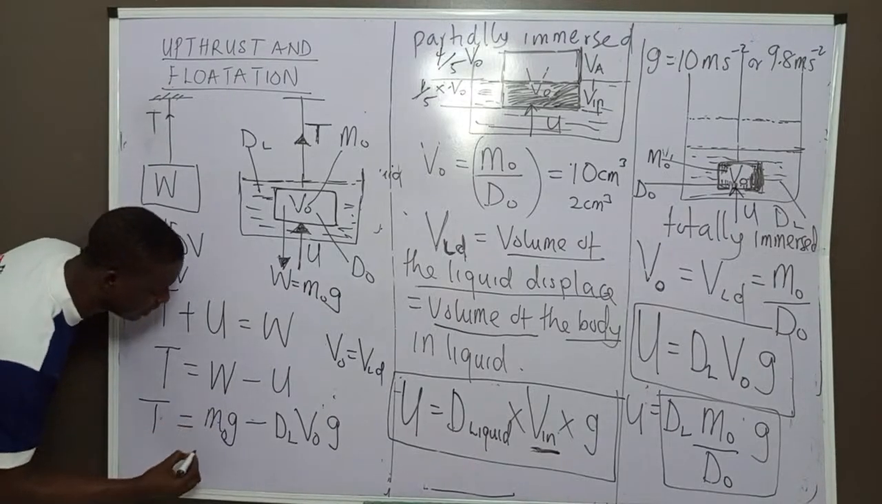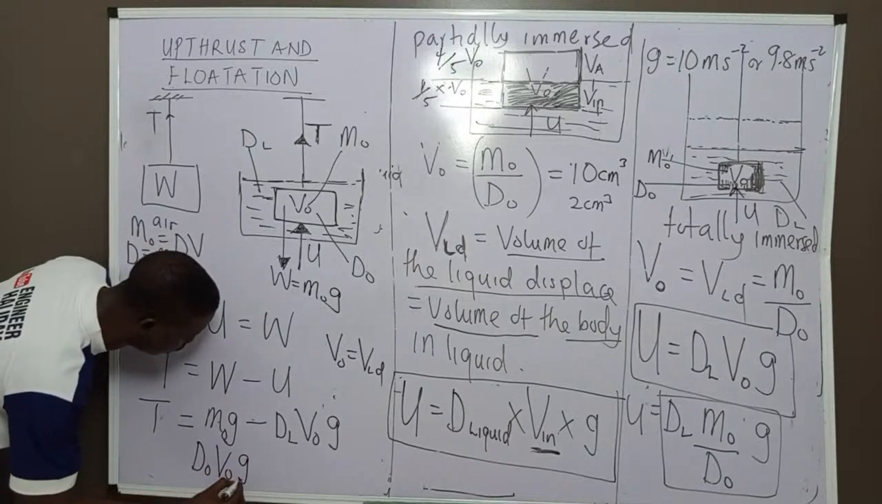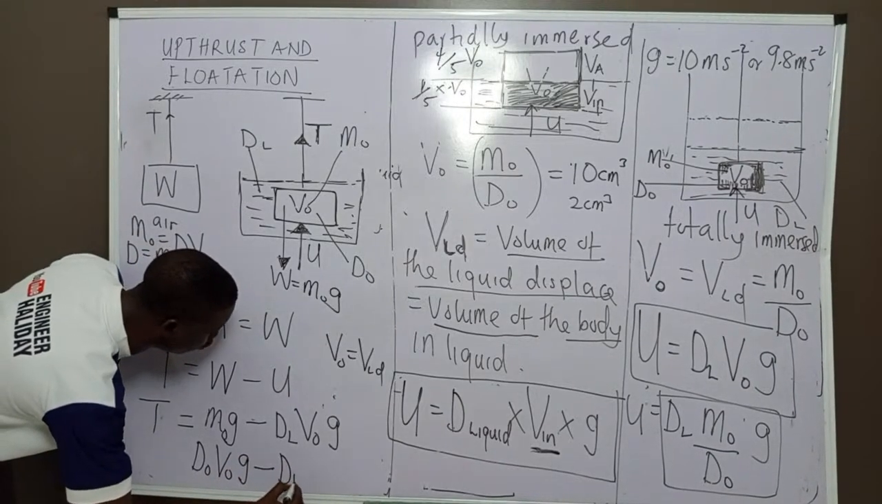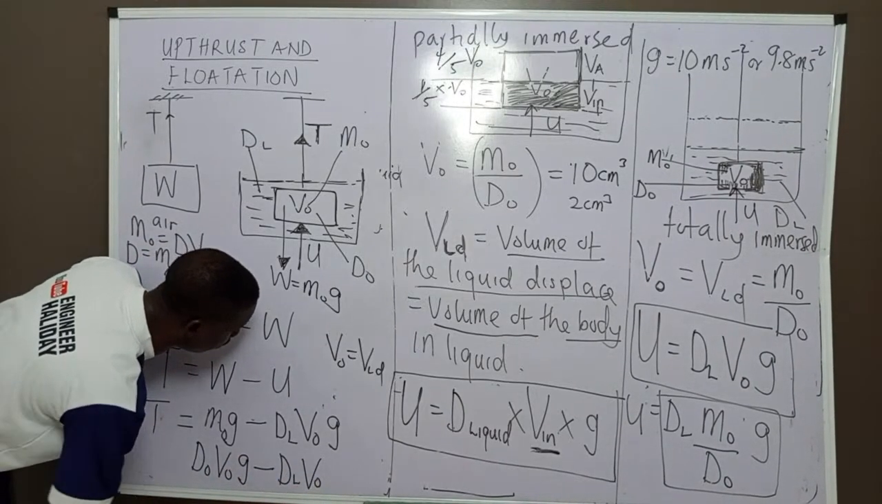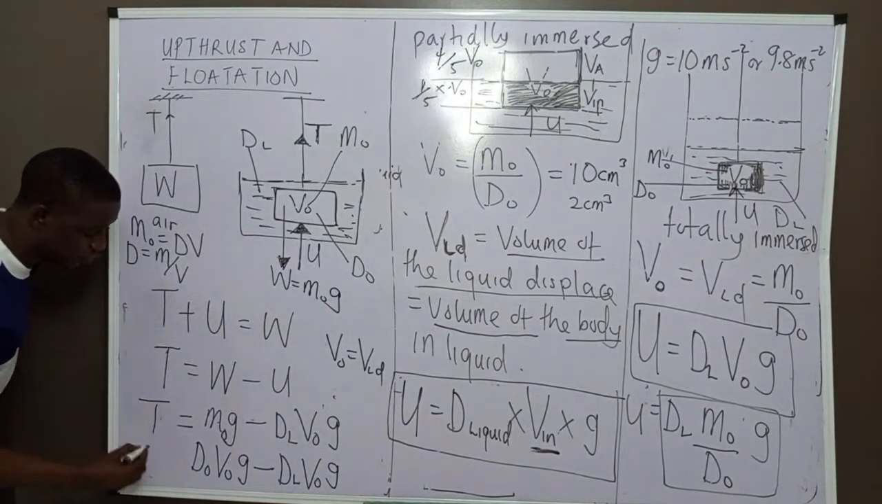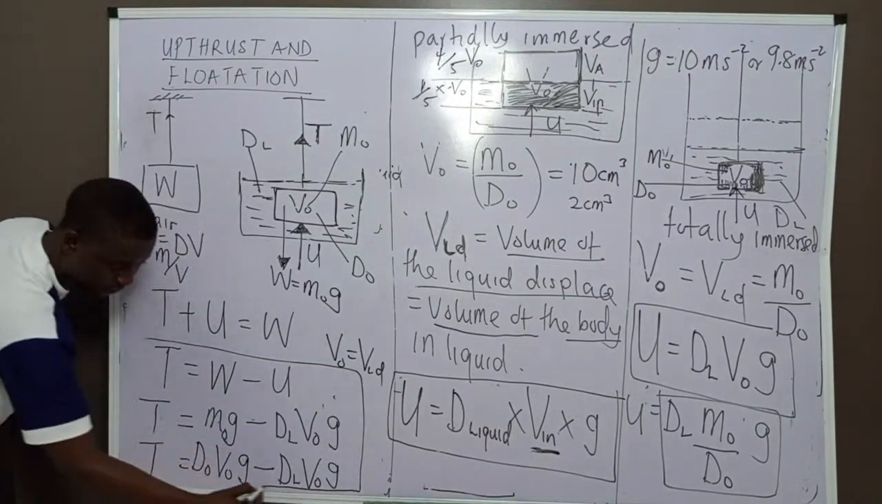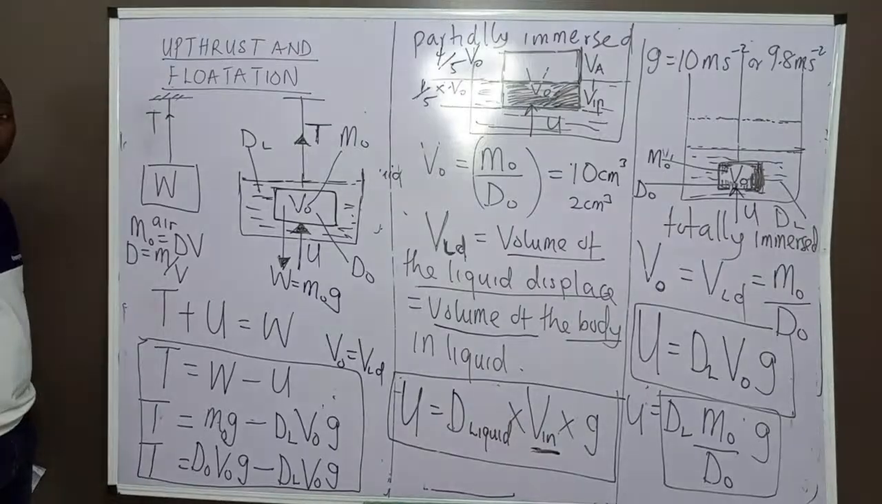Now, this means you can say density of object times volume of the object times g, minus density of liquid times volume of liquid, or volume of object, times g. So any of these is suitable for the solution. Please take note of that. Any of these two is better.